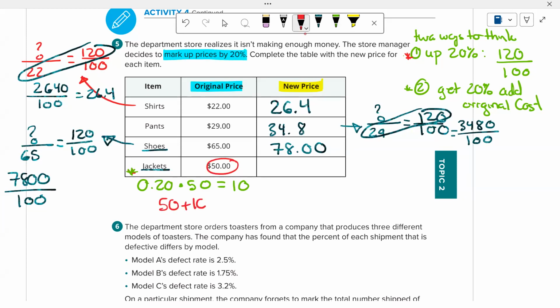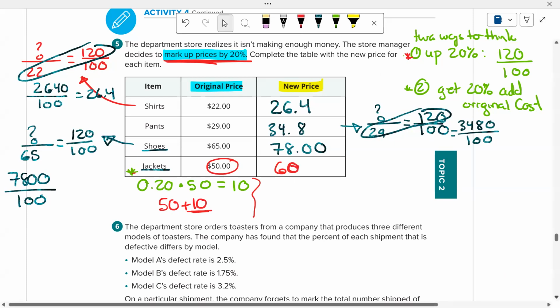50 plus 10, because that's the bonus. That's how much money I have to get for my new cost, because it's going up. I'm marking it up 20%, and that's going to be 60. That's how you would do it. Pretty straightforward. So you should have got 60. If you did it the other way, that's perfectly fine. You should get 60 as well. All right, that completes number 5.